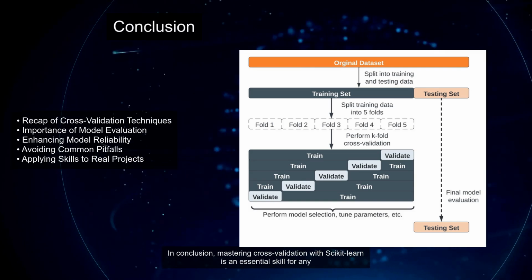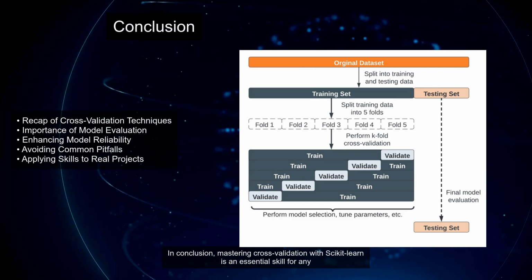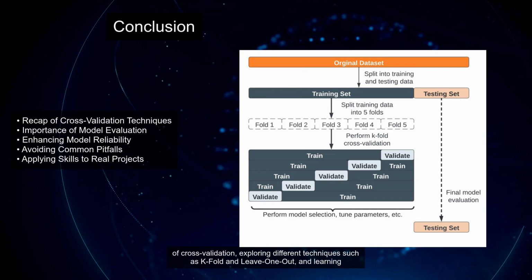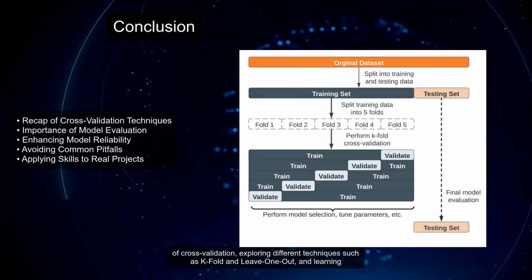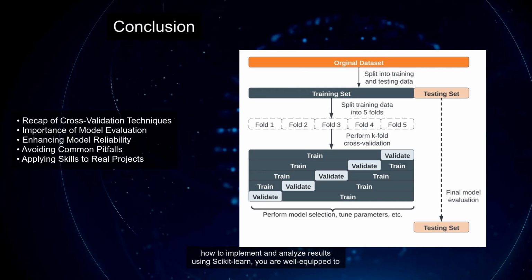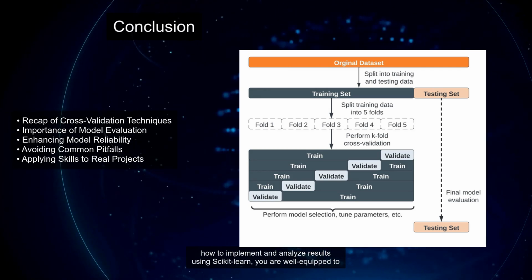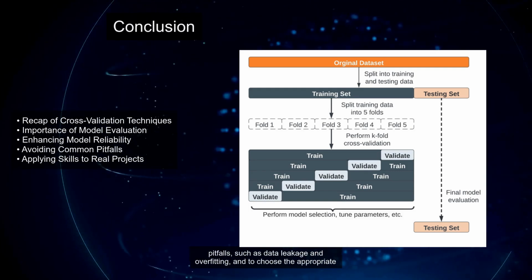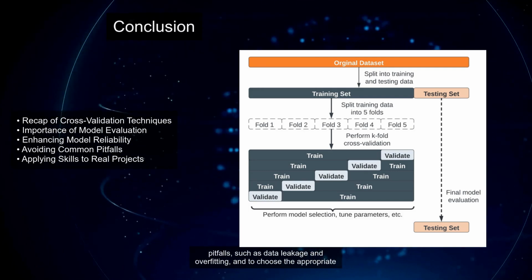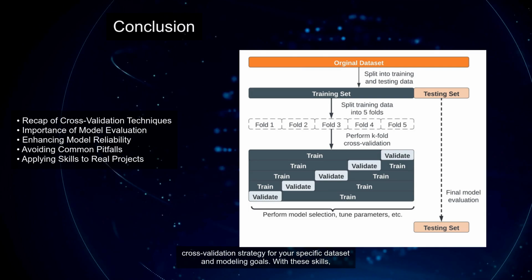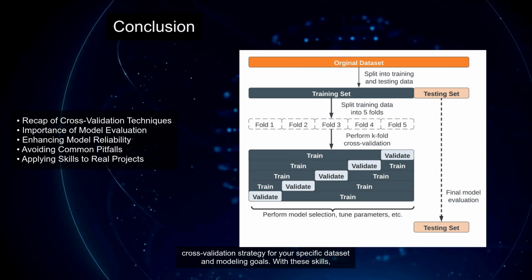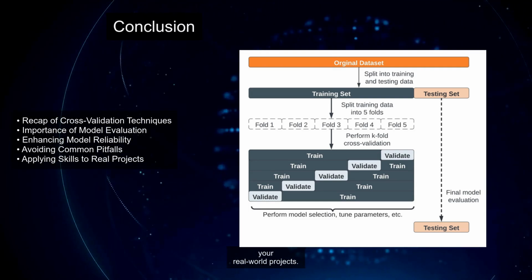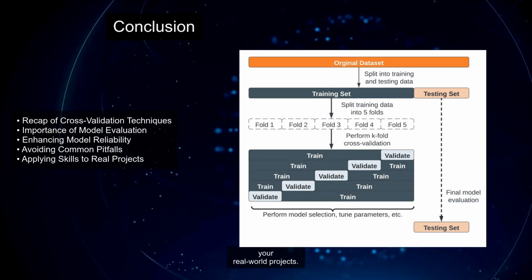In conclusion, mastering cross-validation with Scikit-learn is an essential skill for any data scientist or machine learning practitioner. By understanding the purpose and importance of cross-validation, exploring different techniques such as k-fold and leave one out, and learning how to implement and analyze results using Scikit-learn, you are well equipped to evaluate and enhance your model's performance. Remember to be mindful of common pitfalls, such as data leakage and overfitting, and to choose the appropriate cross-validation strategy for your specific dataset and modeling goals. With these skills, you can confidently apply cross-validation to improve model reliability and performance in your real-world projects.